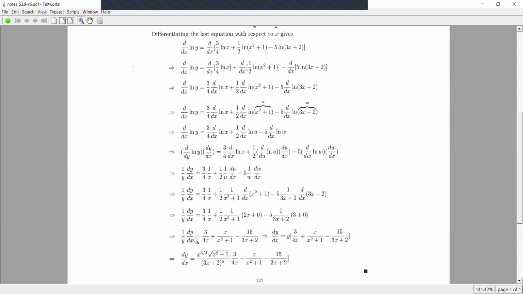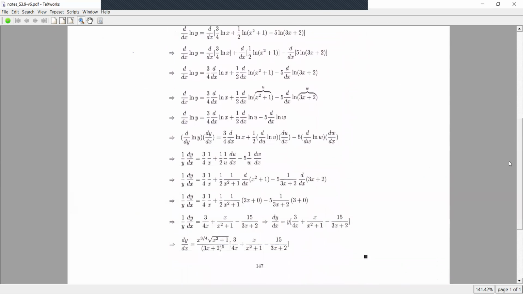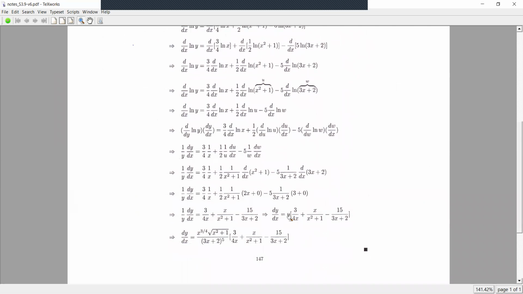We are looking for dy dx. Move 1 over y to the right-hand side, then I have this equation. In this example, I know the function y. The function y is this. Now, plug in this function for y. Plug in the function for the y here, then I get the final answer. The derivative of y is equal to this function.